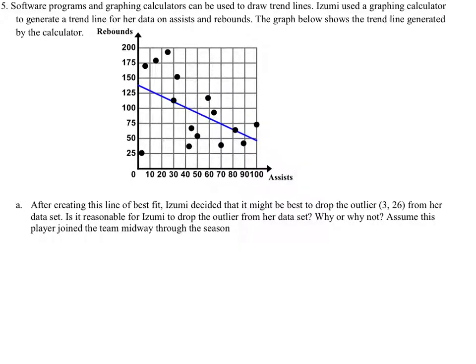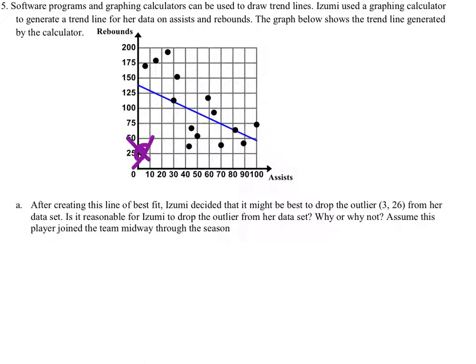Software programs and graphing calculators can be used to draw trend lines, which is pretty nice. Izumai used a graphing calculator to generate the trend line for data on assists and rebounds. The graph below shows the trend line generated by the calculator. After creating this line of best fit, Izumai decided that it might be best to drop the outlier 326. You see how that's kind of manipulated there, right? That's this point right here. She's just saying, well, I'm going to ignore that point. Okay, well, let's ignore it.